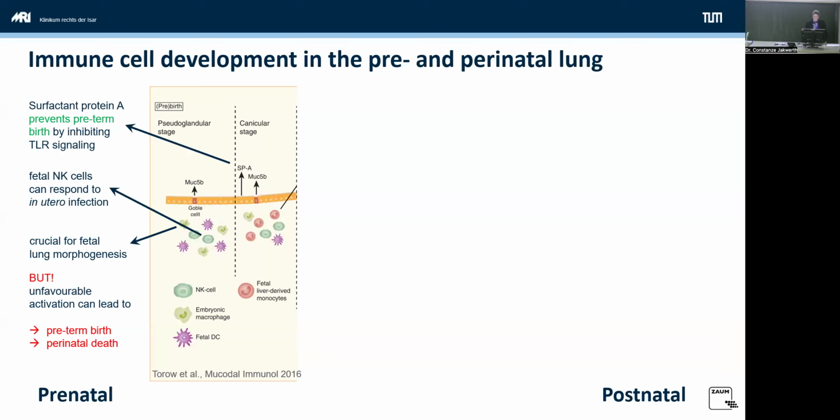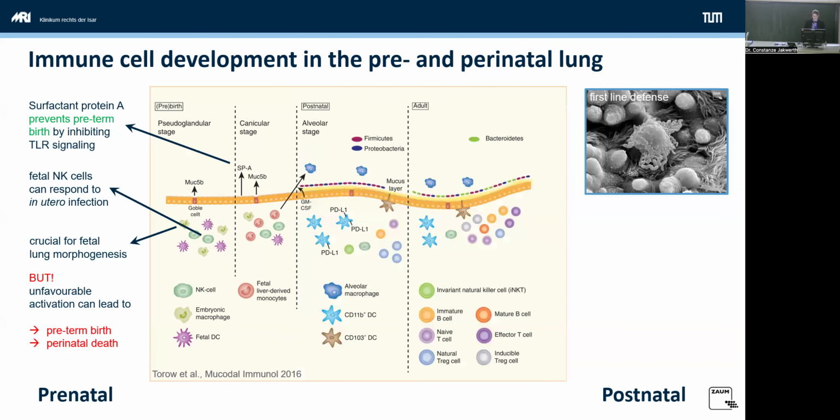In the canalicular stage, the surfactant proteins start to be expressed, and particularly surfactant protein A prevents preterm birth by inhibiting these pro-inflammatory TLR signalings. In the canalicular stage, you also get the infiltration of fetal liver-derived monocytes, which then, during or following birth and the exposure to air, migrate into the lumen and develop into alveolar macrophages, our real first-line defense, because as I showed you, they sit on top of the epithelium.